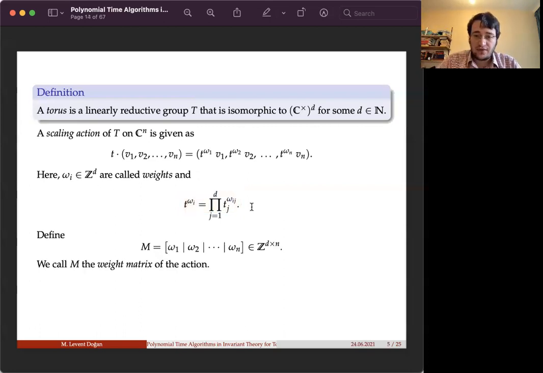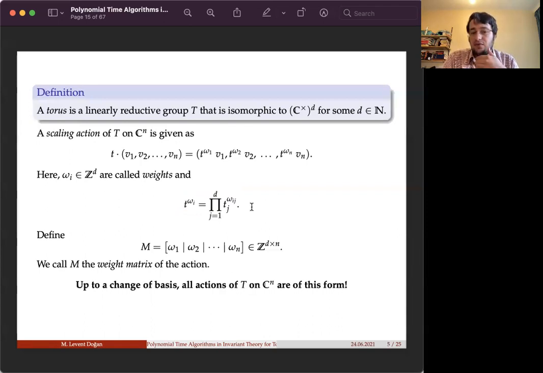So this presentation of the action allows us to encode the action as an integer matrix called the weight matrix of pi. This weight matrix is defined as the matrix having weights as its columns. And important, up to applying a change of basis, all actions of a torus are of this form.